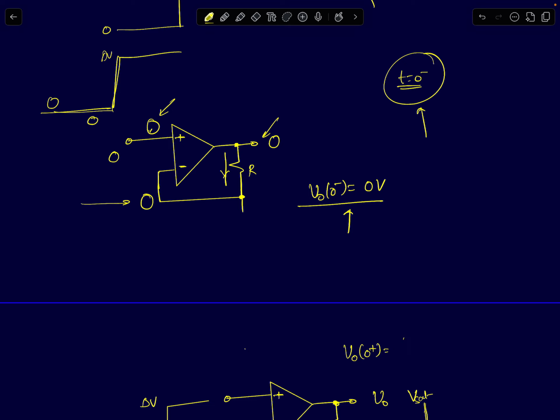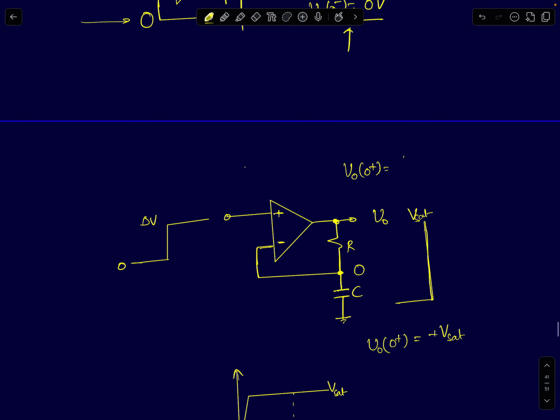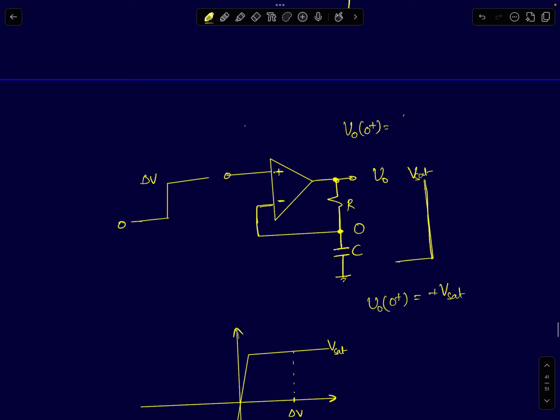Okay, so now we'll analyze the circuit when the step arrives. At the instant t equal to 0, a step of magnitude delta V volts is applied to this op-amp based circuit. Suddenly when the input arrives at this non-inverting node, the capacitor's voltage cannot change instantaneously. So the inverting node voltage will stay at 0 volts. So that amounts to applying a huge positive voltage at the input of the op-amp. So the output will saturate to plus Vsat.